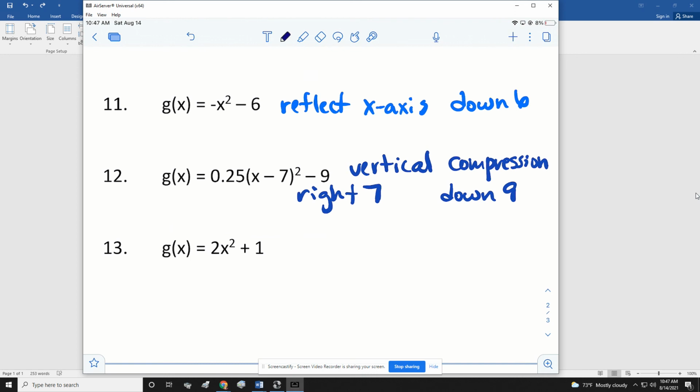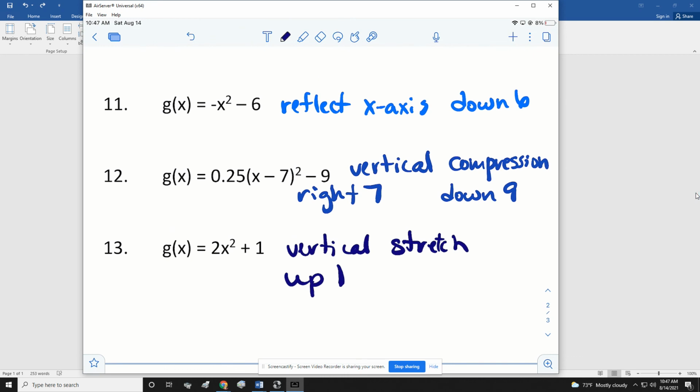Okay, for 13, we have 2. So multiplying by 2 on the outside is a vertical stretch. And then plus 1 is going to be up 1.